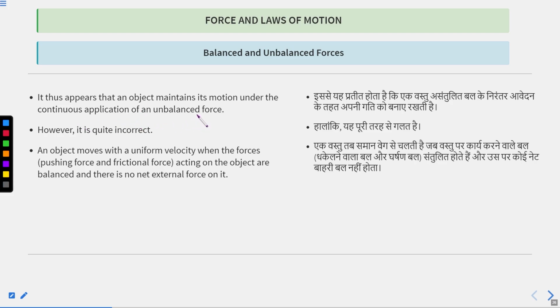So from the example of the bicycle, it is clear that in the real world there is a friction force, and if you want any object to move continuously, you have to apply an unbalanced force. It means a force greater than the friction force. However, it is quite incorrect.